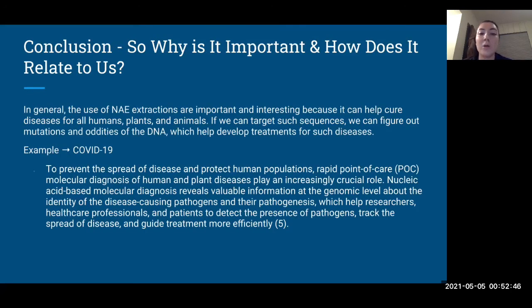Then our conclusion: why is this important and how does this relate to us? In general, the use of these extractions is important and interesting because it can help cure diseases for all humans, plants, and animals. If we target these sequences, we can figure out the mutations and oddities of the DNA, which help develop treatments for such diseases. In simplest terms, this last paragraph is basically saying that extraction is all about detecting diseases and using this information to our advantage. It is our pathway to medicine, and it is how we are able to create these treatments.